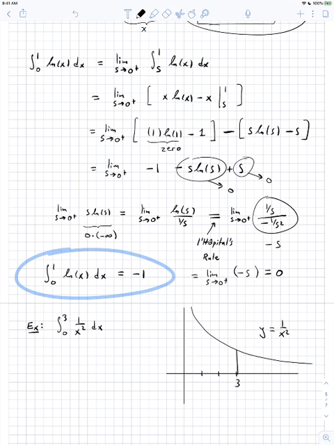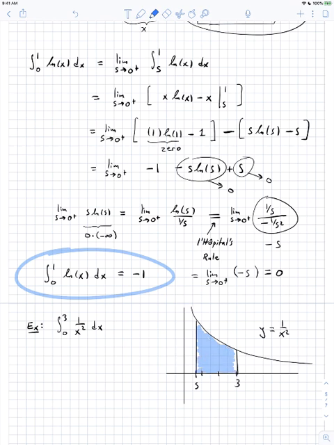In this case, the answer won't be finite, though. So we approach it in the same way as before. You pick some number, let's call it s, which is bigger than 0, like that. And so we're going to find the area between s and 3. This is necessarily finite. It's finite because we bounded it. You can see that it's finite.